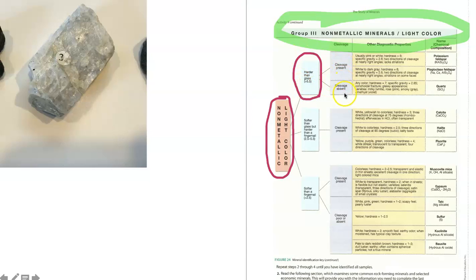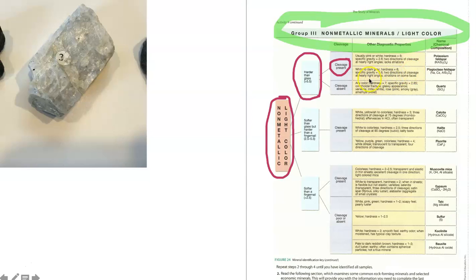And then we have cleavage present or absent. Well, this mineral, if you watch the video, has two directions of cleavage that are about 90 degrees from each other, so cleavage is definitely present. And this brings us down to the two feldspars. And the two feldspars really are often difficult to tell from each other. One thing that would be unique would be if this was pink. Because if this was a pink feldspar, it would definitely be this one up top, potassium feldspar, which is pink or white.